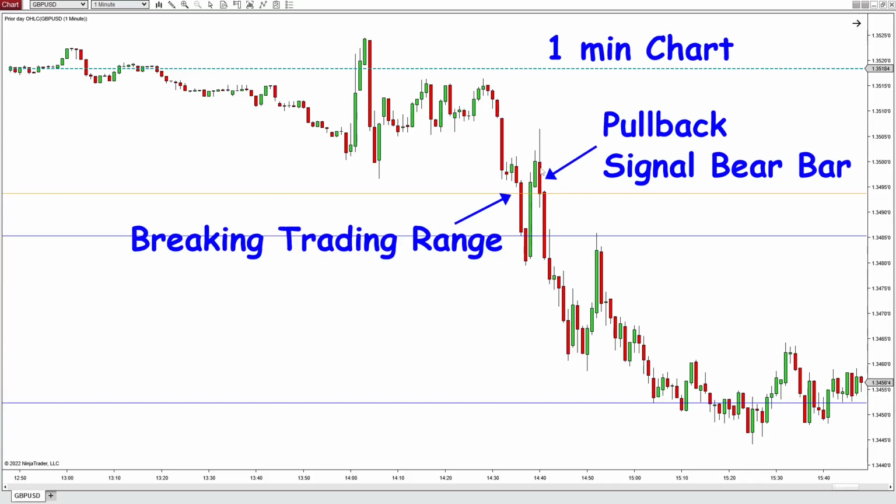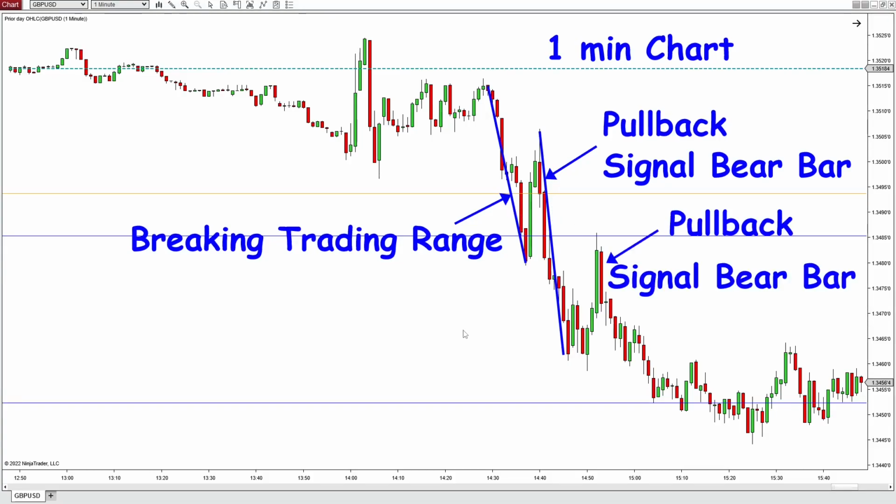And then after the pullback, you can see that this bear bar is a very good signal bar because the body is leaning towards the bottom of the bar. And then you can put your sell order under the bottom of this bear bar to get into the market. And then what you can see is that based on the waves, the first wave is from here to here, and then we have a pullback, and then you can expect the second wave from here to here, roughly the measure move. So this is how you trade this short opportunity.